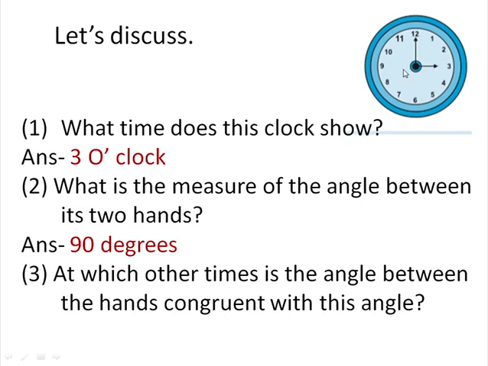At which other time you will find 90 degrees between hour hand and minute hand. So if this hour hand will come at 9 and the minute hand will remain on 12, that is at 9 o'clock, the angle between two hands will be 90 degrees. So at 9 o'clock, the angle between the hands will be congruent with this angle.